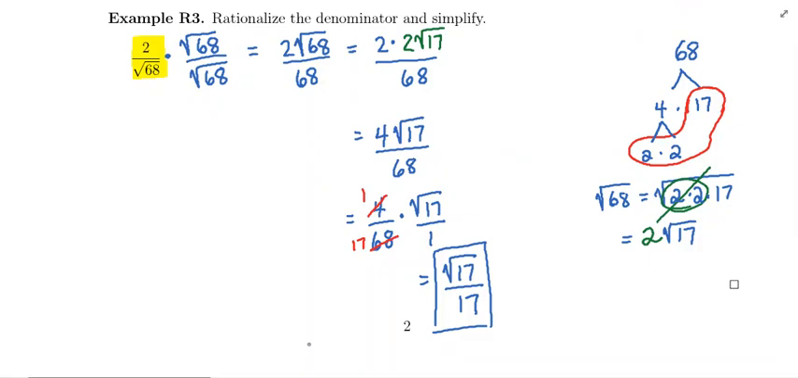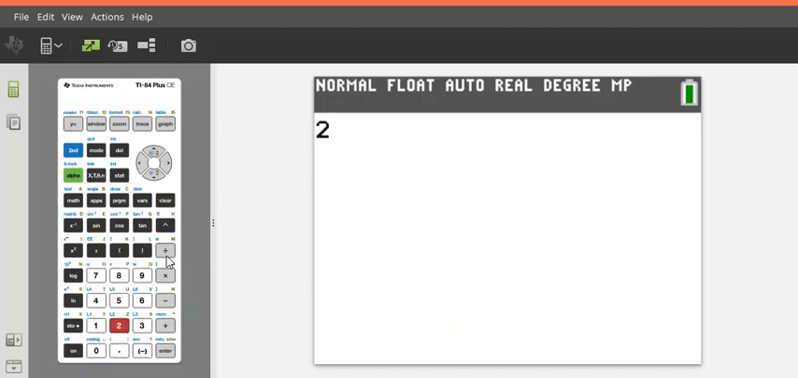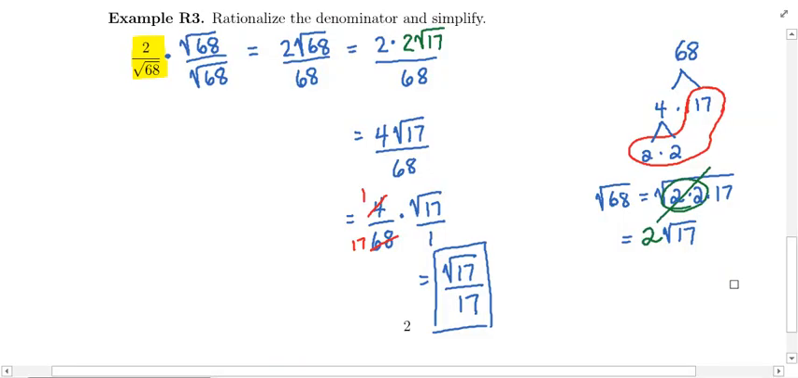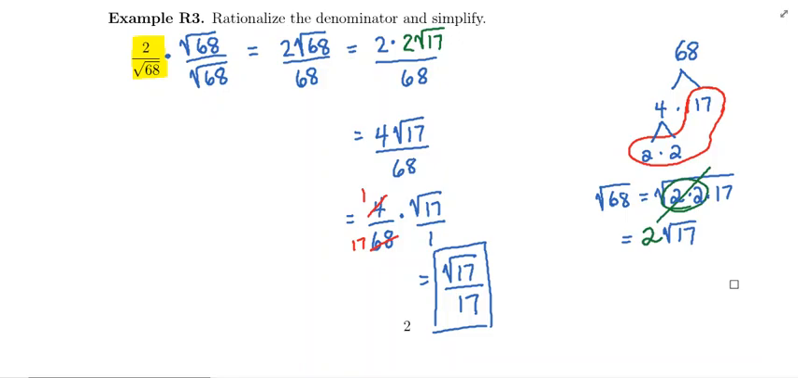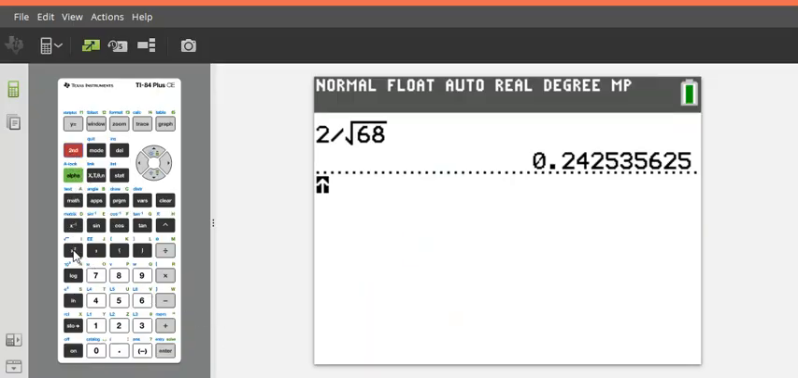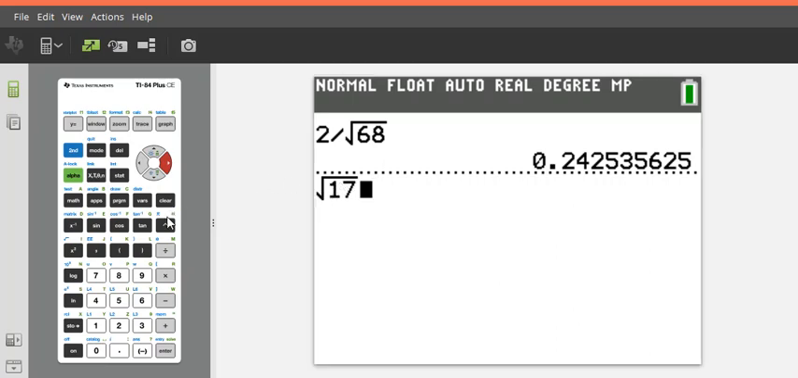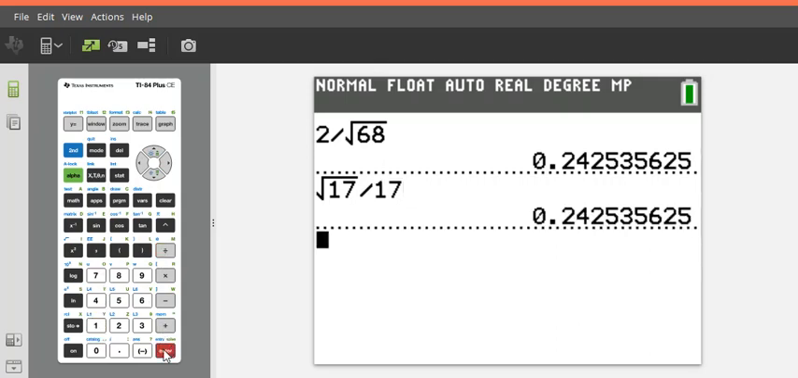All right, so the original quantity is 2 divided by the square root of 68. There's the decimal approximation. And then we calculated that this can also be written as the square root of 17 divided by 17. So let's see if we get the same decimal approximation, because if we do, we know we did this right. Make sure that when you're done with a square root on your calculator, you exit it. So I'm out of the square root. Now I can divide by 17. I got the same decimal approximation, so I know I did this correctly.